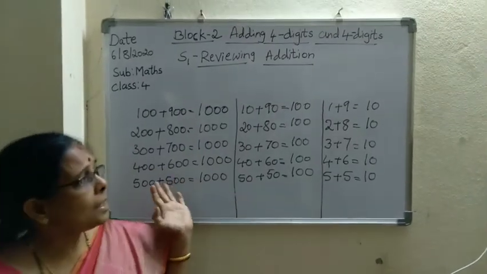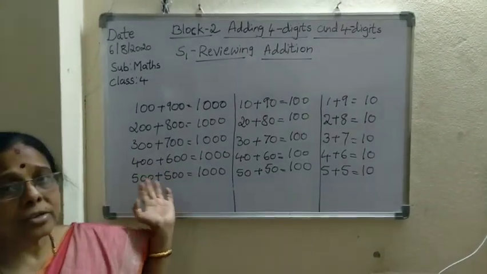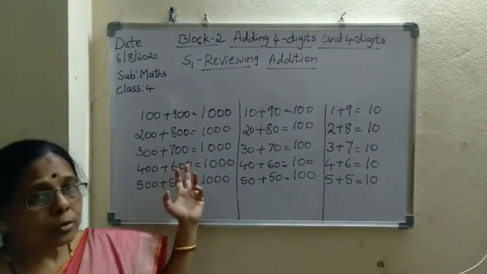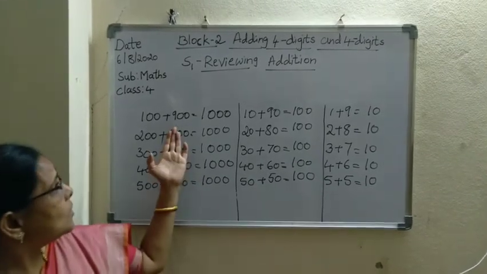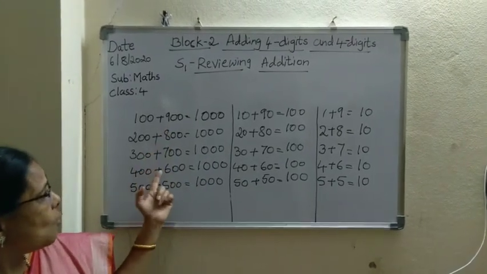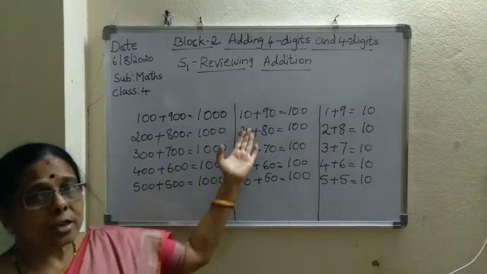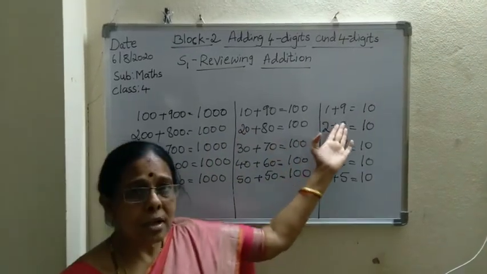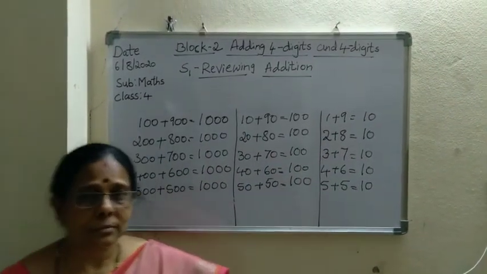So how many combinations of two numbers did you find, children? Here in thousands, 1, 2, 3, 4, 5. Like that, in tens also 5, and in ones also 5 numbers.